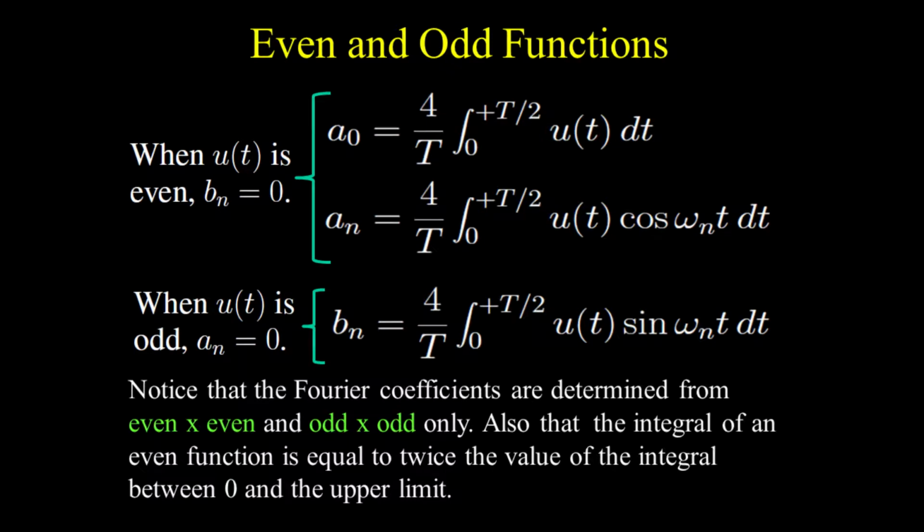Here are the take-home points regarding the Fourier series of even and odd functions. When u(t) is even, bn equals 0. When u(t) is odd, an equals 0. Notice that the Fourier coefficients are determined from even times even and odd times odd only. Also, the integral of an even function is equal to twice the value of the integral between 0 and the upper limit.